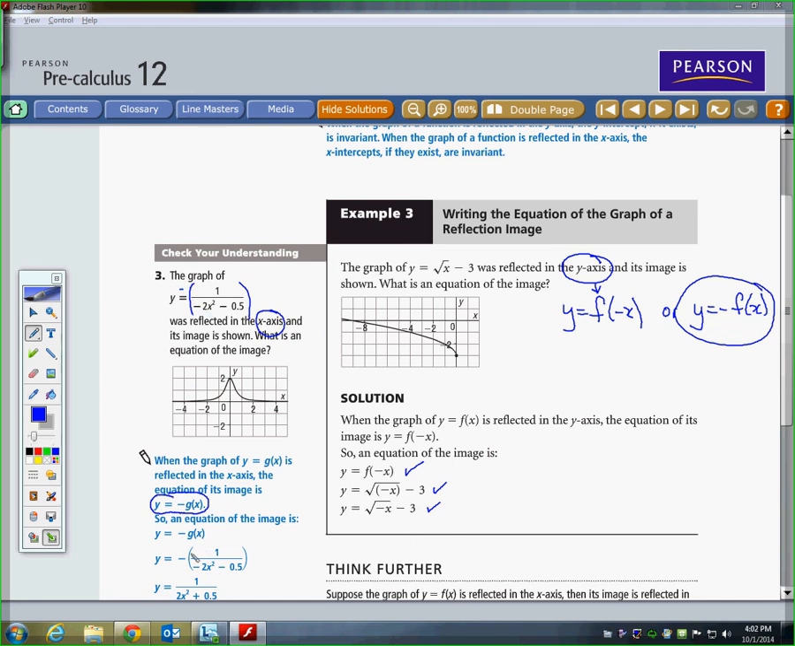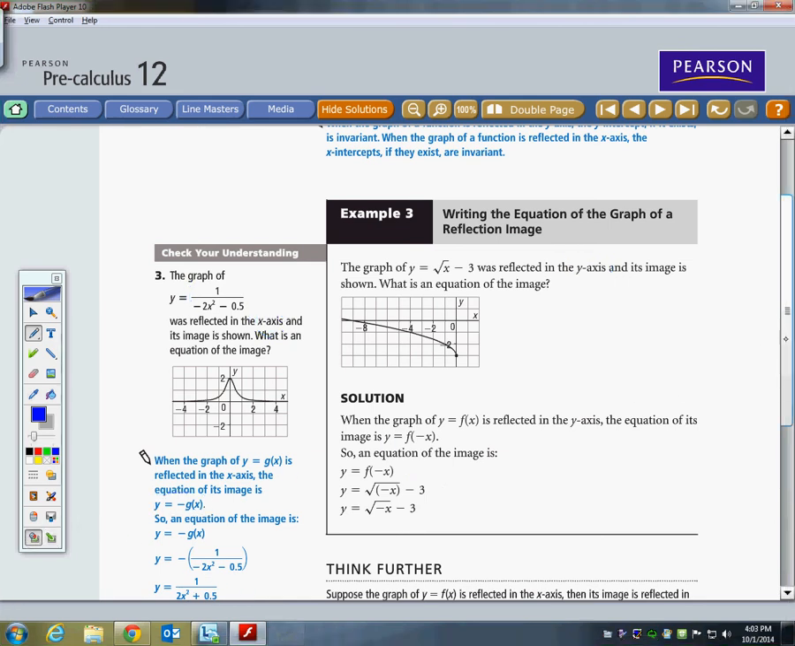So we put the negative sign out in front, and now just like in the other example, we're going to drop the parentheses and multiply that negative out. So the negative here multiplies by the negative 2x squared, so that's why we get a positive one here, and that's why we get a positive half. So that is your last example and your last check your understanding.